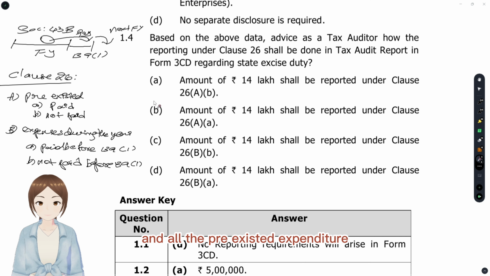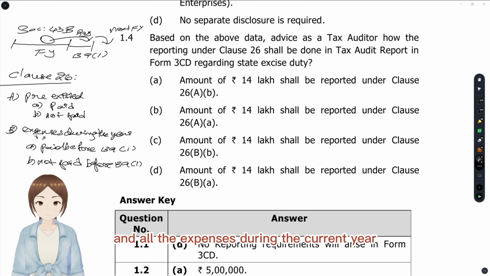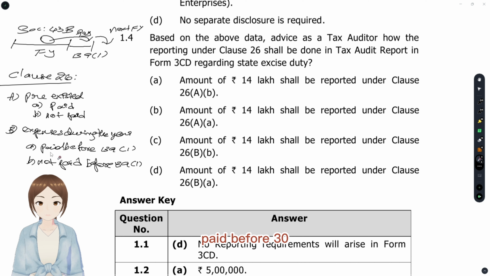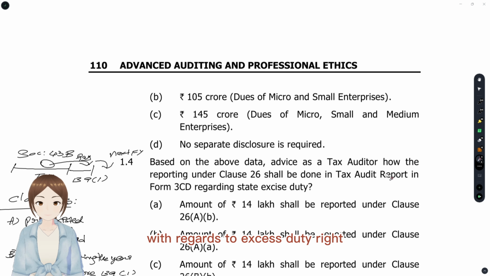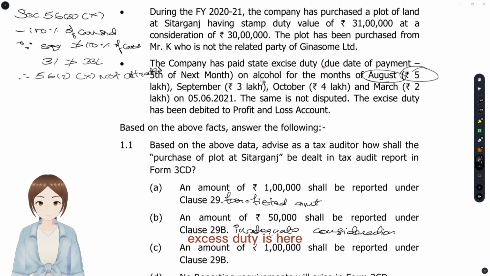And all the pre-existing expenditure that existed in the previous year and was not paid even in the current year has to be reported here. And all the expenses of the current year paid before 139(1), that is before submission of return of income, we have to report here, and those not paid before 139(1) we also report here. And we'll see what the 14 lakhs is. This 14 lakhs is with regards to excise duty, right? The excise duty is here.